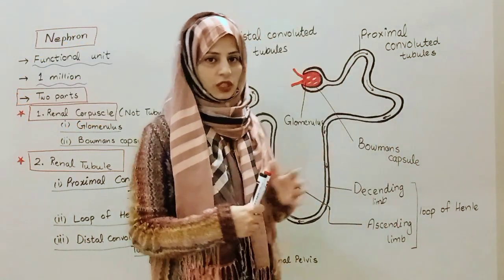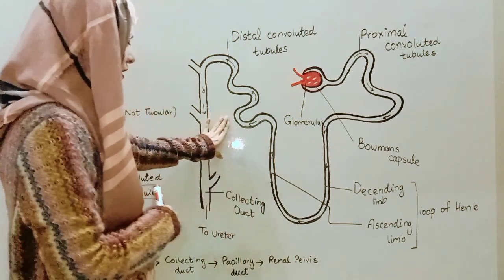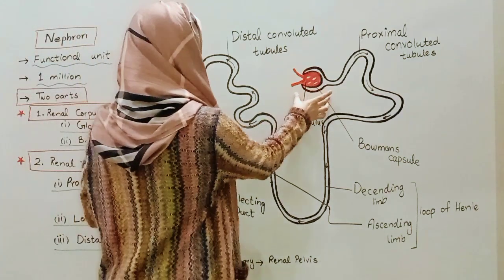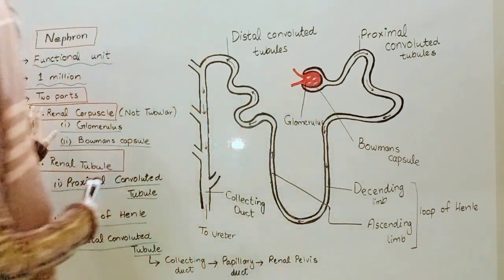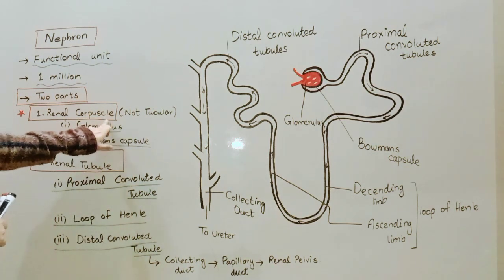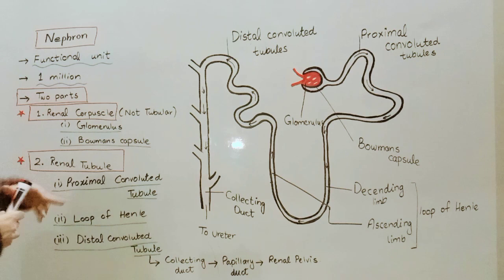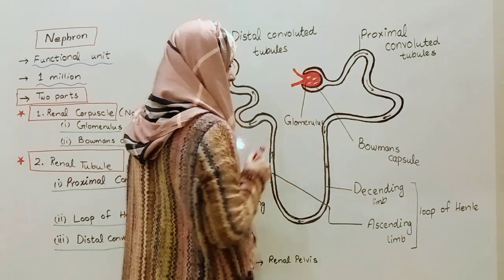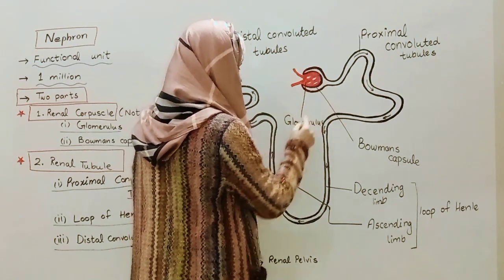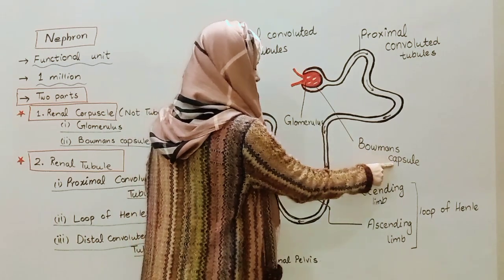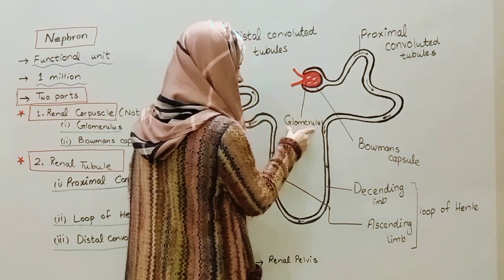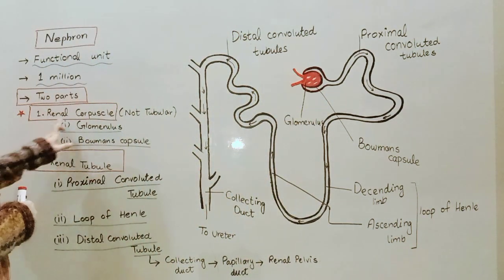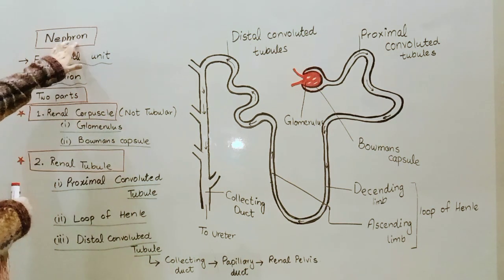Let's talk about the structure with the diagram. This is the structure of the nephron. This is the first part of the nephron that is called the renal corpuscle. It consists of two parts, glomerulus and Bowman's capsule. You can see here is the network of capillaries that is called glomerulus. Another part of the nephron is Bowman's capsule, which encloses glomerulus. And these two things are the part of renal corpuscle, the first part of the nephron.